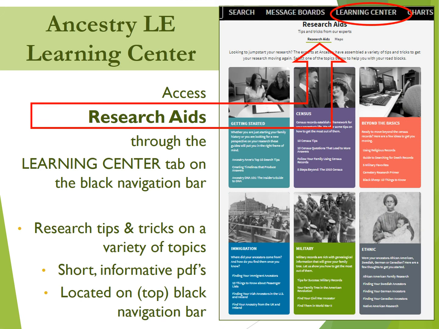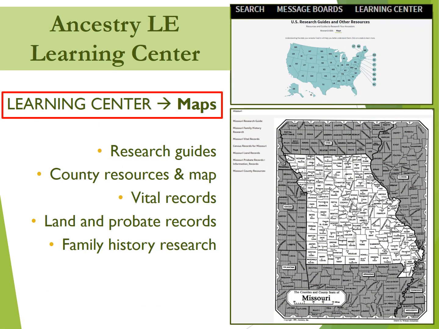Ancestry Library Edition helps you learn more about various genealogy topics with their research aids to assist you with short, informative PDFs. Get to them by clicking on Learning Center on the top black navigation bar. Also in the Learning Center, the tab next to Research Aids includes a tab for maps. Click on this and then click on a state. Missouri is pictured here, and Ancestry Library Edition shows you a current county map of the state with county seat cities noted. In the left column, there are helps for various research topics specific for that state, such as vital, probate, land records, and more, where you can find many more details to investigate genealogy in that state.